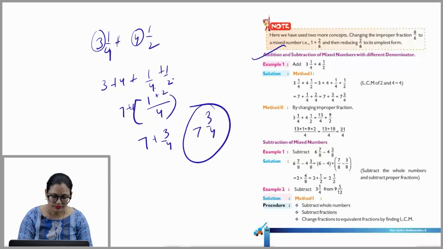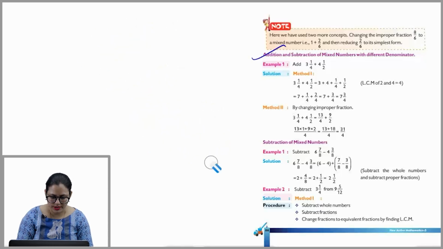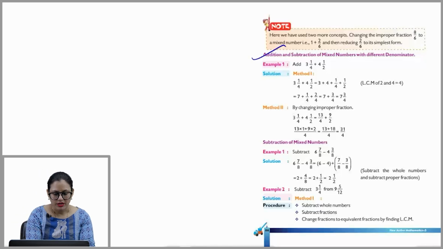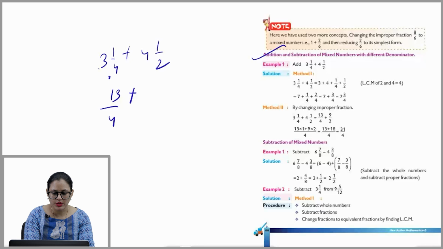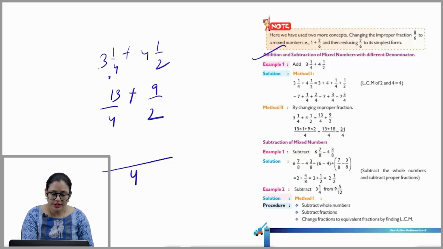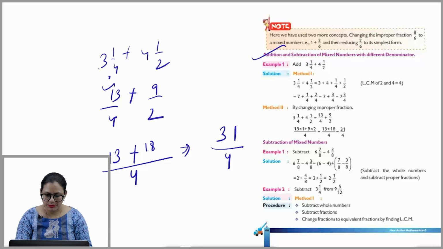And the second method is what? In the second method, first we will convert the mixed numbers into improper fractions. 3 whole 1 by 4 plus 4 whole 1 by 2. 3 4s are 12 plus 1, 13 by 4, plus 4 2s are 8 plus 1, 9 by 2. Now, we will take the LCM. LCM is 4. Here the denominator is already 4, no need to change. The numerator will be as it is. For making this denominator 4, we will multiply it by 2, and then we will also multiply 9 by 2. So what will we get? 9 into 2 is 18. Now 8 plus 3, 11, 1 carry, 1 plus 1, 2, plus 1, 31 by 4. And subtraction of mixed numbers will be done by the same method.